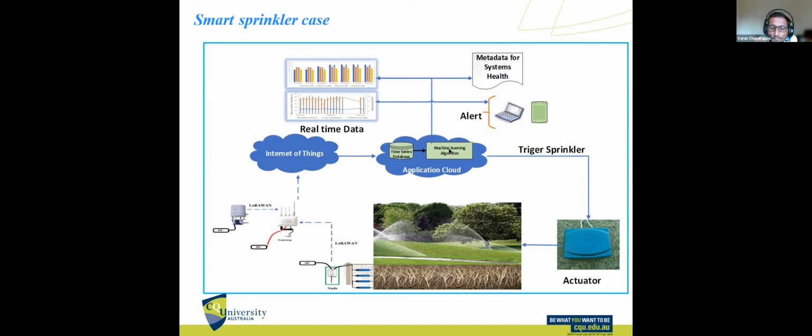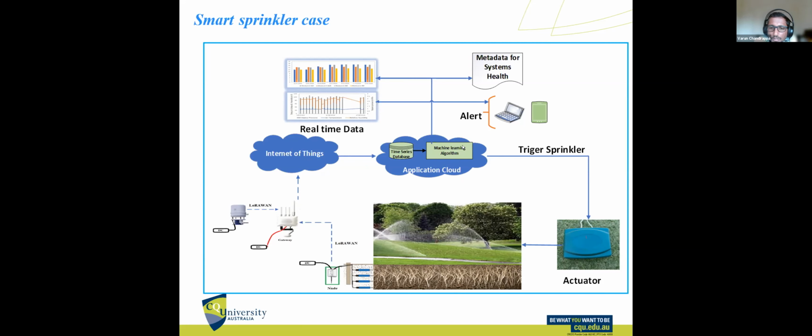Apart from that, we have implemented a machine learning algorithm, which pulls the data from the time series database and analyzes when to sprinkle the water and when not to. Once the decision is made, using the MQTT protocol, it sends the data to the actuator. In the actuator, we either turn the sprinkler on or turn it off.